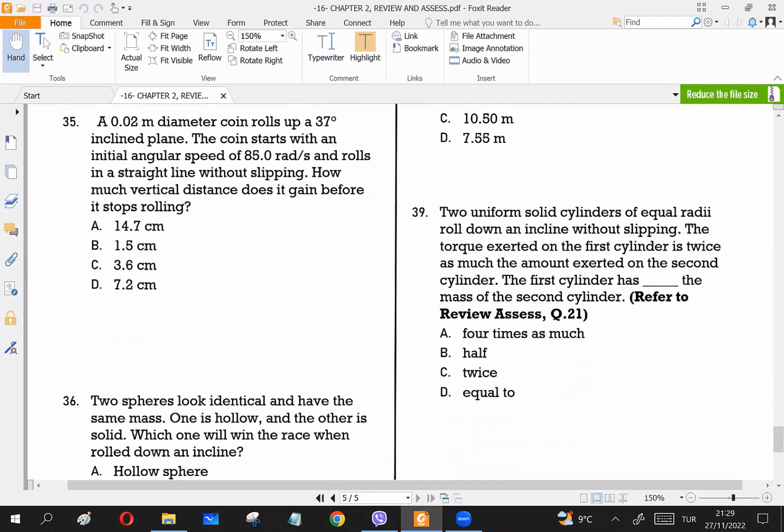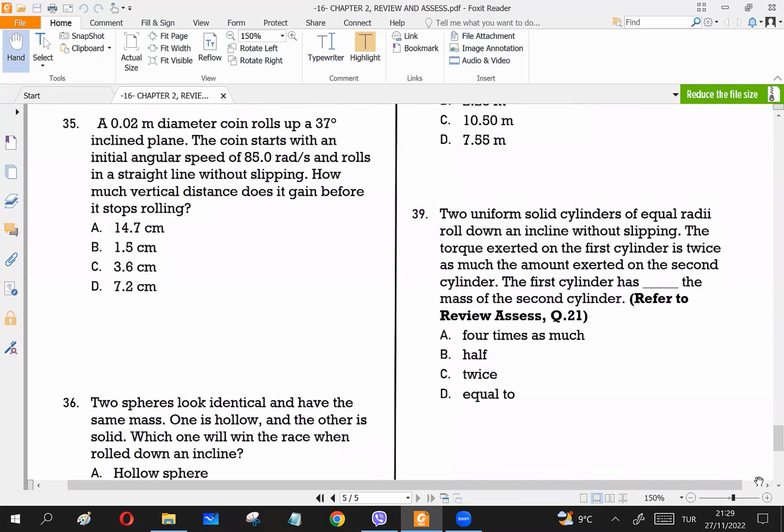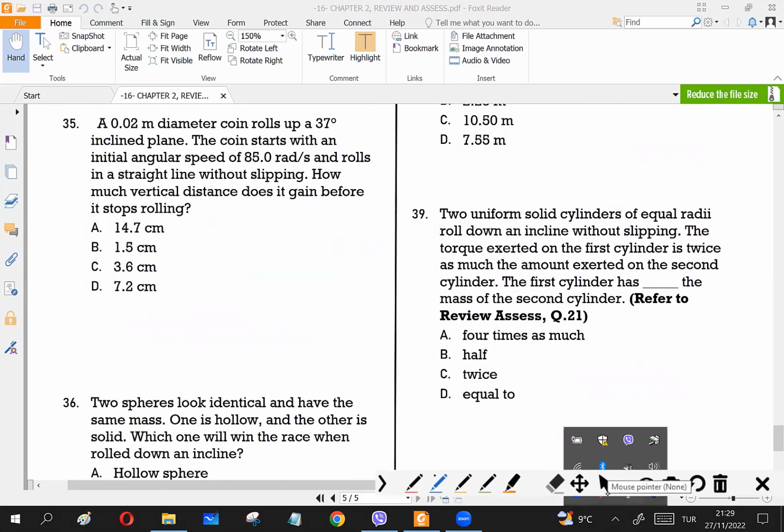A 0.02 meters diameter coin rolls up a 37 degrees inclined plane. The coin starts with an angular speed of 85 radian per second and rolls in a straight line without slipping. How much vertical distance does it gain before it stops rolling? This is a chapter 2 question.